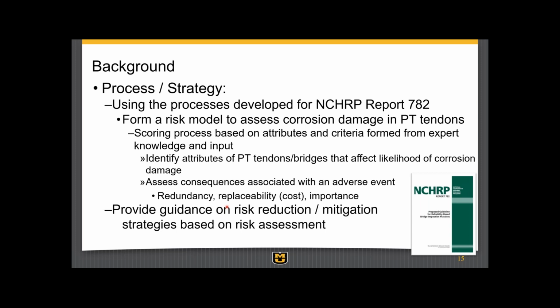It's a scoring process based on attributes or characteristics and criteria formed by expert knowledge and input. We have an expert panel that came up with these various attributes that I'll discuss. We identified what attributes contribute to the likelihood of corrosion damage, and also set up a system to assess the consequences in a relatively simple way that relies on redundancy, replaceability, which is kind of a cost measure in a sense, and then the importance of the structure. The whole objective is to provide guidance on what you should be investing in risk reduction or mitigation strategies based on that assessment.